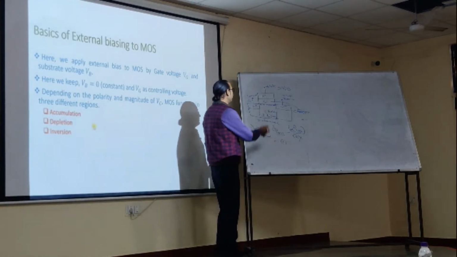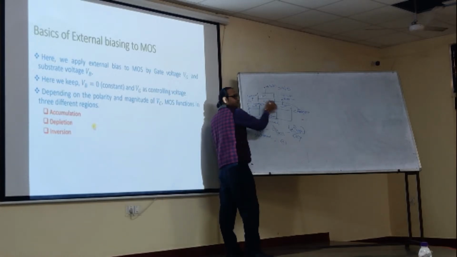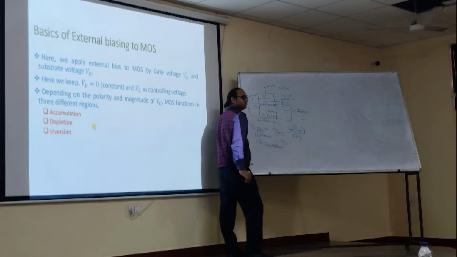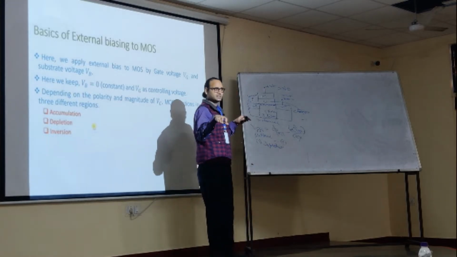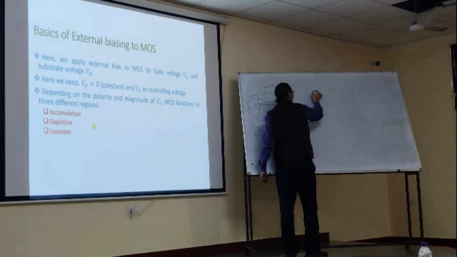Then other thing, what will happen? Okay, I have made the bands flat. Now I need to invert the channel. So first what will happen? There will be depletion first. It cannot invert initially because there are a number of holes at the surface as well.